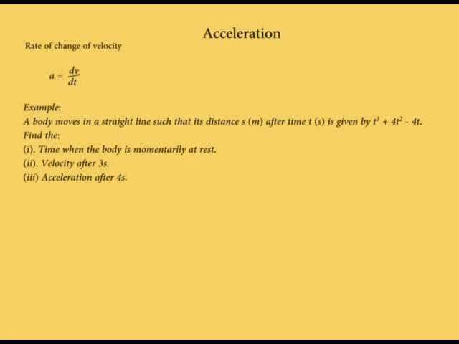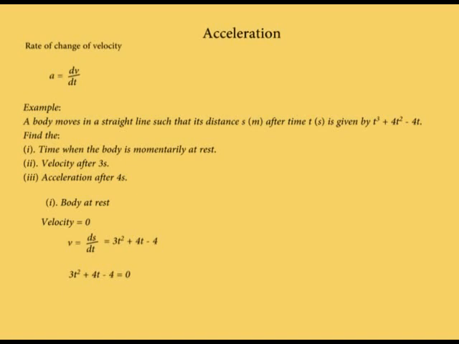In the solution, A, when the body is at rest, it means the velocity is 0. So we get the velocity function first. v, velocity, is equal to ds over dt, which is equal to, when we differentiate that, 3t squared plus 4t minus 4. We equate that to 0. 3t squared plus 4t minus 4 is equal to 0. Two numbers, when you add, you get 4. When you multiply, you get minus 12. Those numbers are minus 2 and 6.